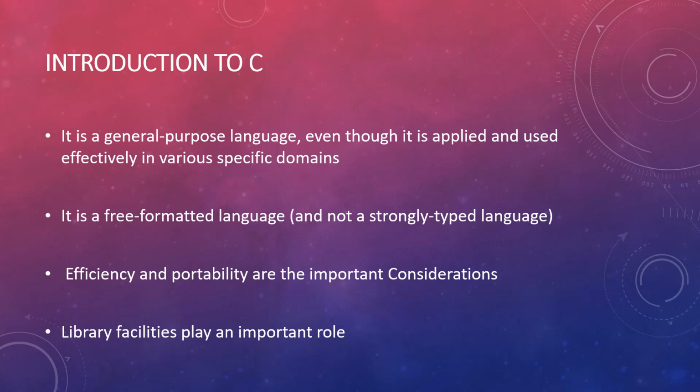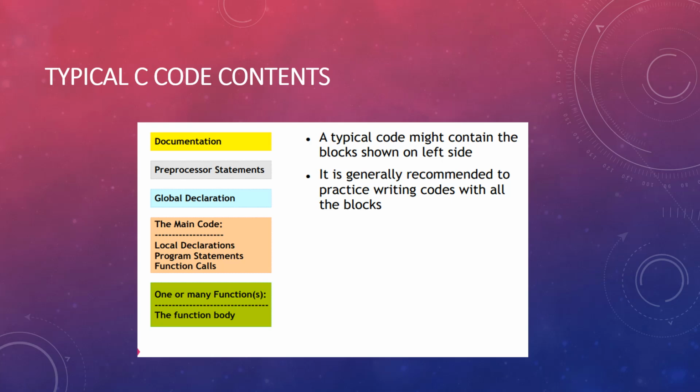So what we have learned apart from this is that C has basic data types, and then we have learned about the number system, data types, operators, different types of operators, how to implement functions, then pointers, and many more. So this is a typical C code structure which contains documentation, preprocessor section, global declaration, the main code, and the main code contains the local declaration, program statements, function calls, one or many functions, the function body.